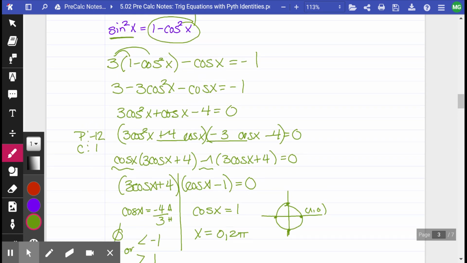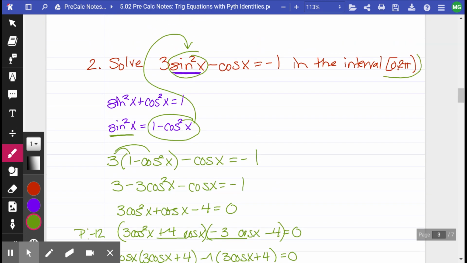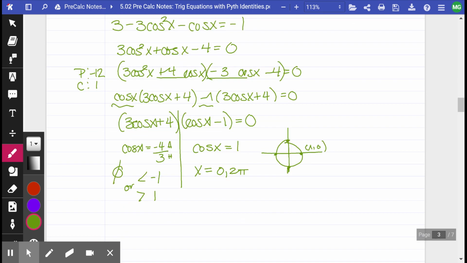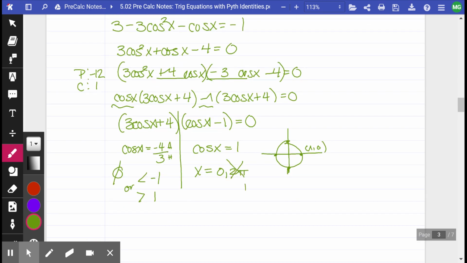Now, here's where you again want to go back and look at your interval. So 0 is included, but the 2 pi is the parentheses, so it's not included. So we don't want to include the 2 pi. That's not in our interval.